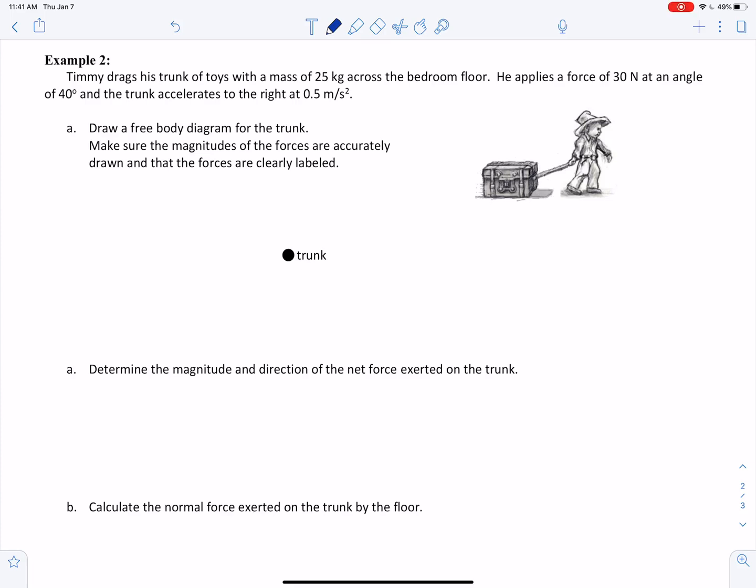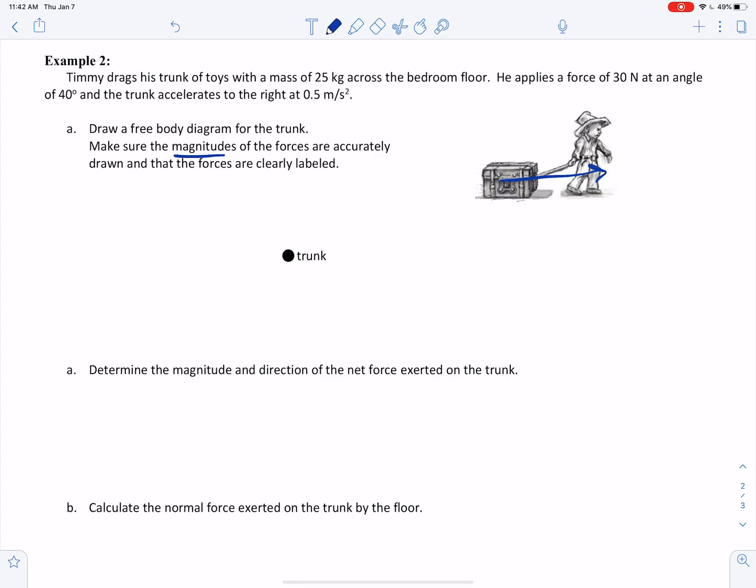Let's take a look at another example of Newton's second law in 2 dimensions involving forces at angles. Timmy drags his trunk of toys with a mass of 25 kilograms across the bedroom floor. He applies a force of 30 newtons at an angle of 40 degrees, and the trunk accelerates to the right at 0.5 meters per second squared. Draw a free body diagram for the trunk. Make sure the magnitudes of the forces are accurately drawn and that the forces are clearly labeled.